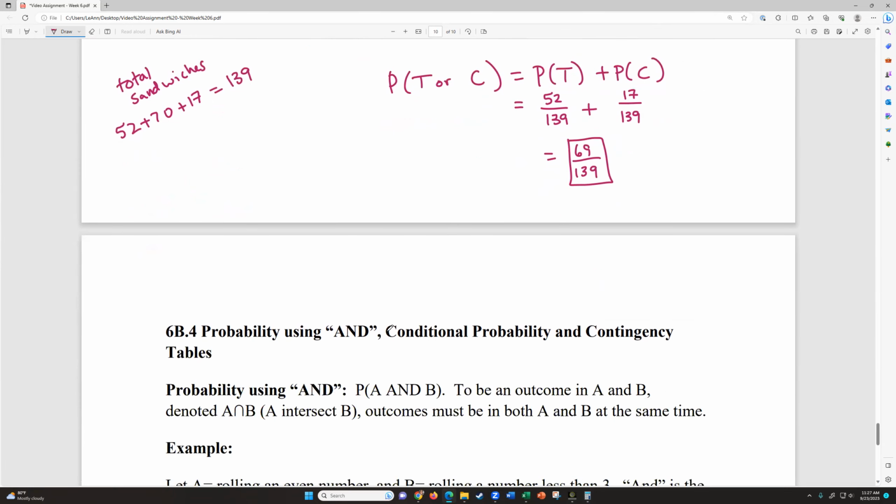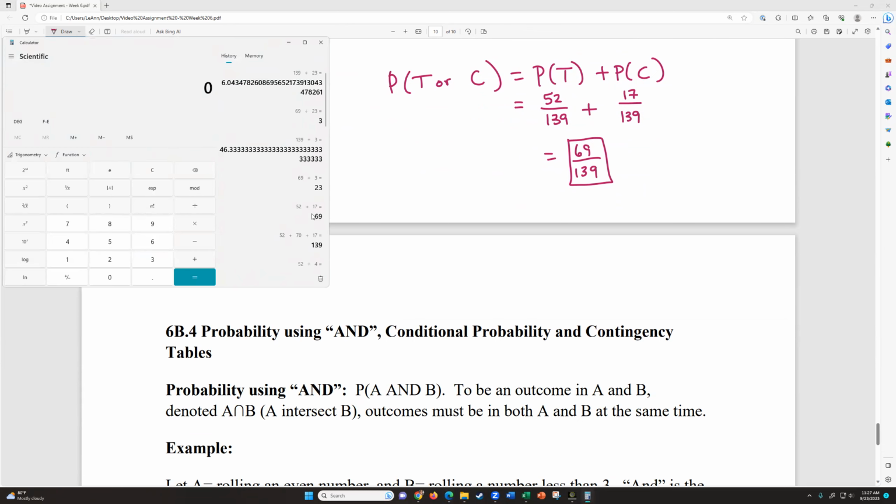Okay. All right. Actually, let me check 13 real quick. I'm not 100% sure if it doesn't reduce. 16 divided by 13. No, it doesn't go evenly. Okay.